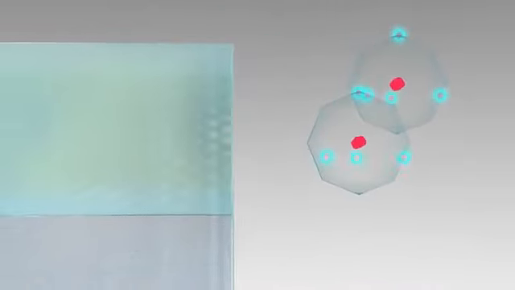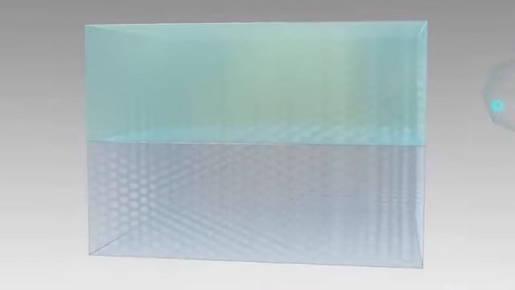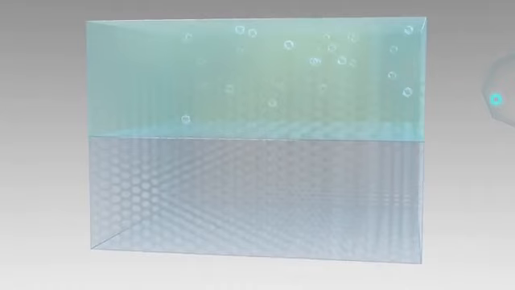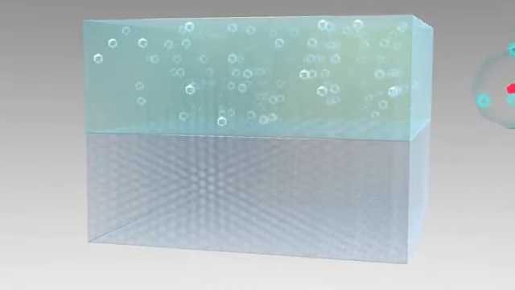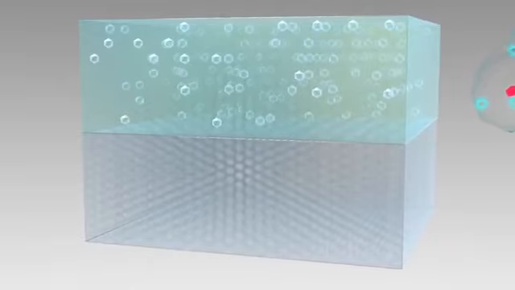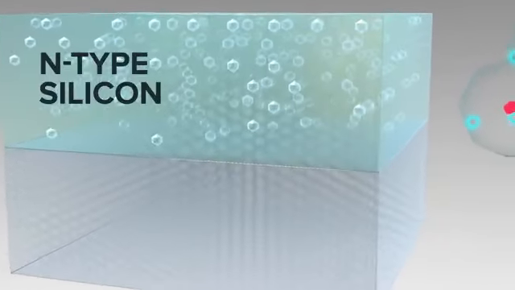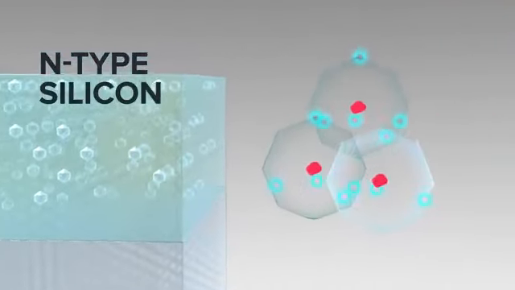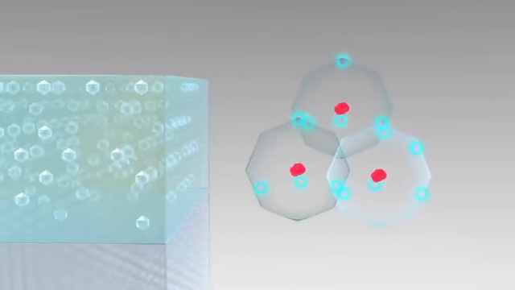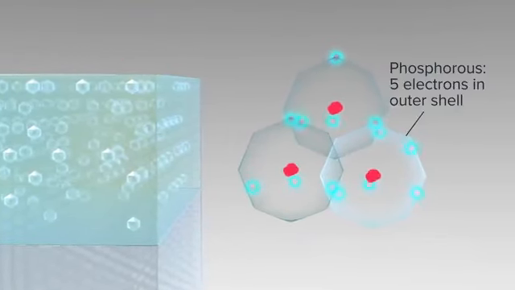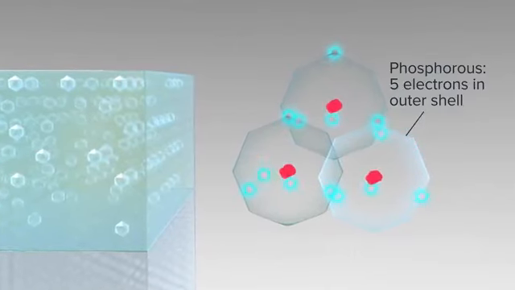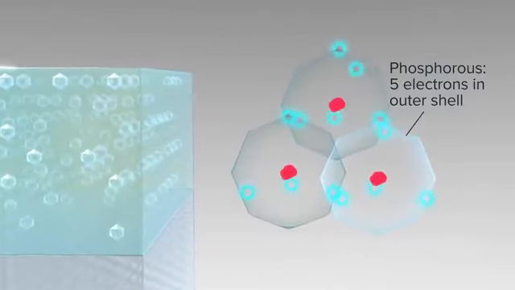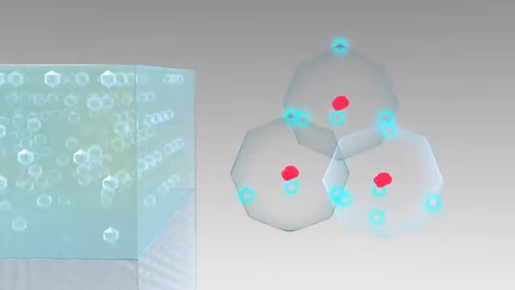We need extra electrons to do work. It's possible to add small amounts of impurities to silicon that change its molecular structure. This is called doping. N-type silicon, N meaning negative, is doped with phosphorus. Phosphorus has 5 electrons in its outer shell, where 4 are used to bond with neighboring silicon atoms, leaving an extra free electron.